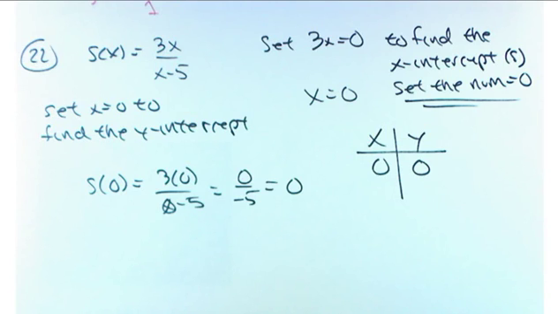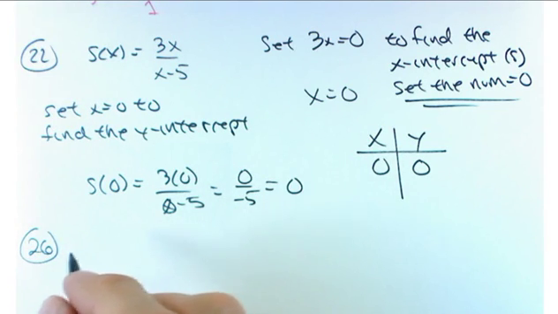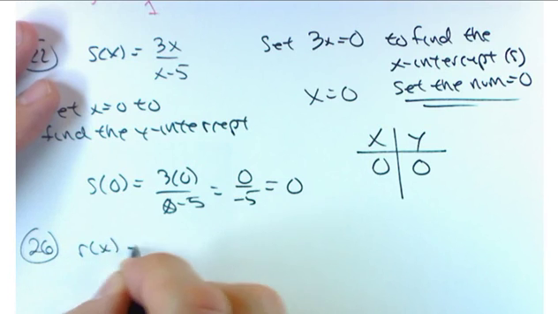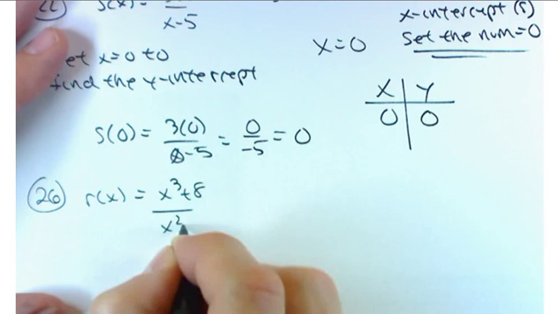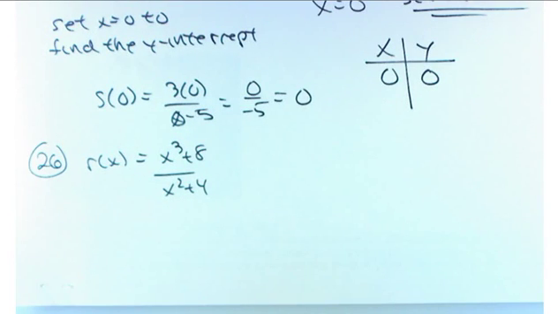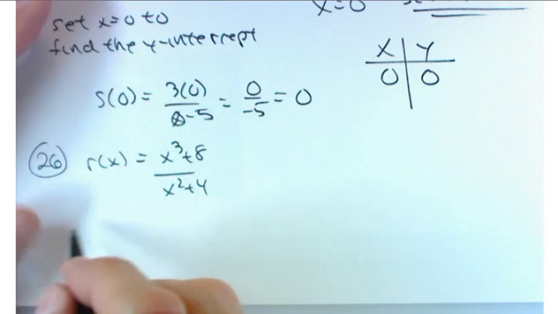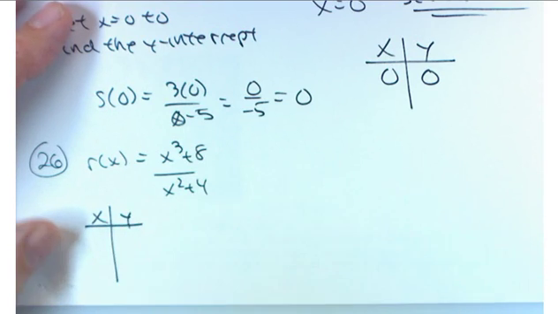Let's try another one. Problem number 26. And at least this one I think will work out with different values. So r of x is x cubed plus 8 over x squared plus 4. There's two different types of points I want to find. I want to find the x-intercepts, and I want to find the y-intercepts.